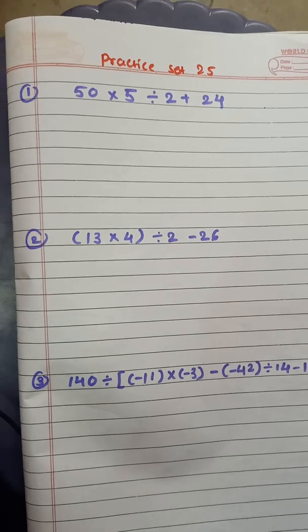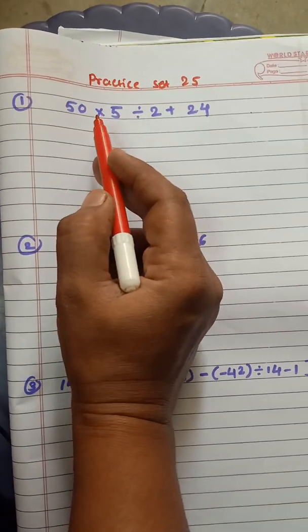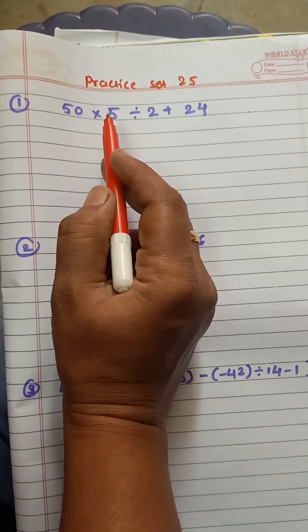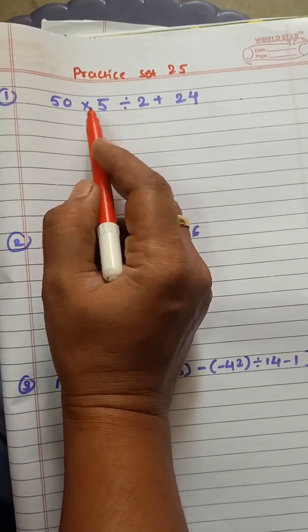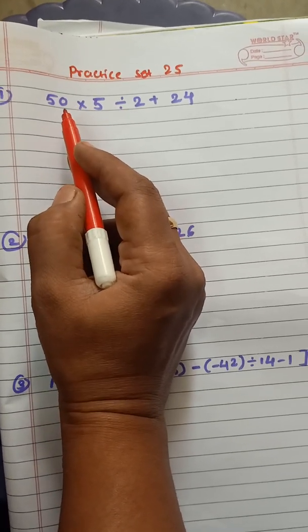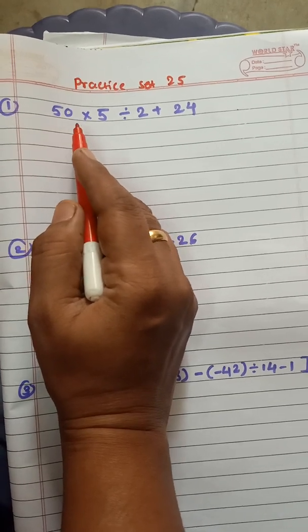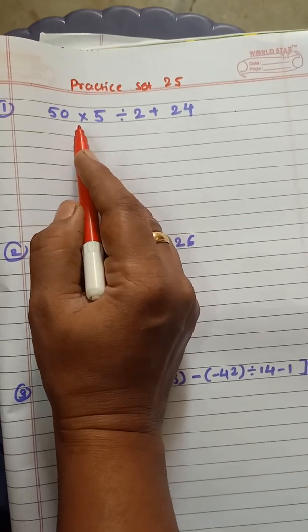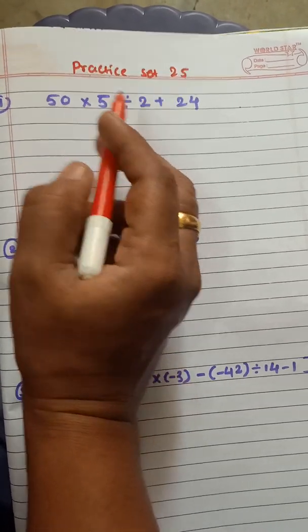Practice at 25. First question: 50 into 5 divided by 2 plus 24. Now, multiplication and division. If multiplication and division come together, we have to see which operation comes first in the left to right order. So now multiplication is first, so first we'll solve the multiplication and then we'll divide.